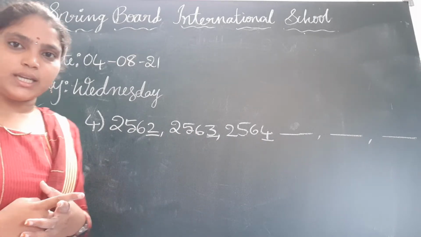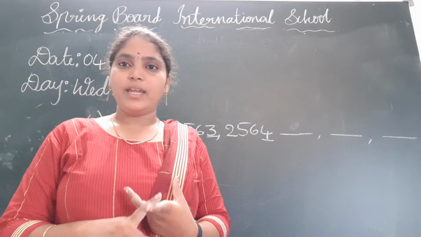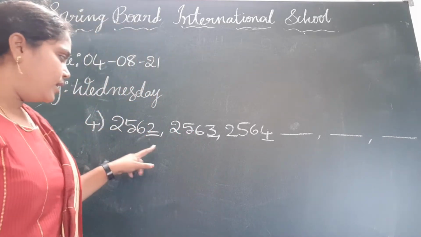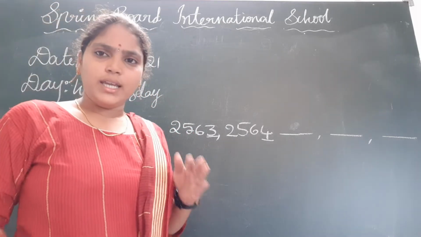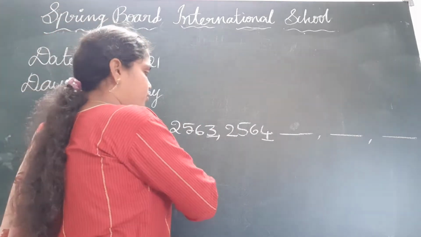First we have to check which place of the digit is changing, and then you have to check whether it is increasing or decreasing. Yes, 2, 3, 4. Is it increasing or decreasing, children? It is increasing. So 2, 3, 4.